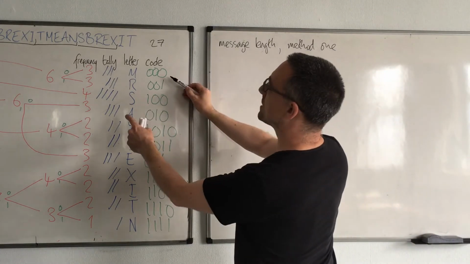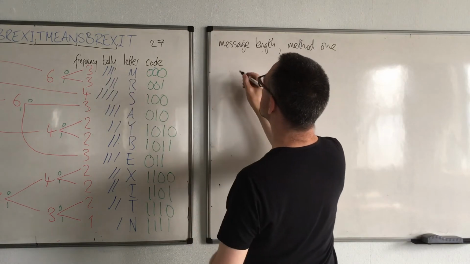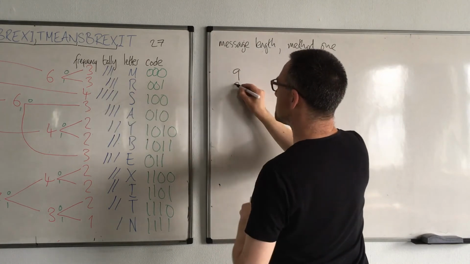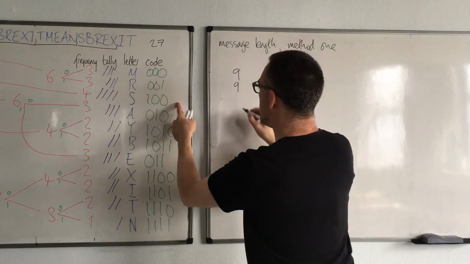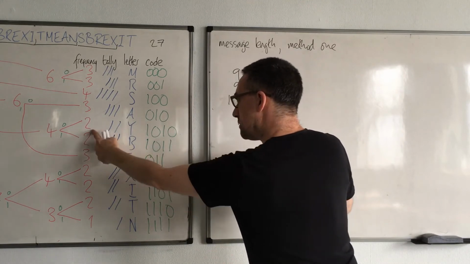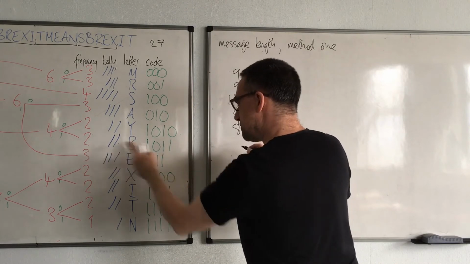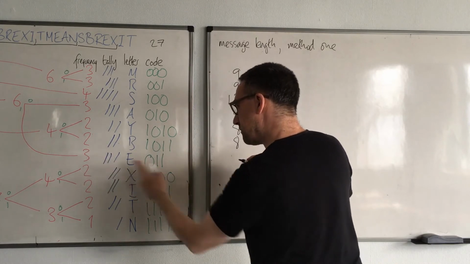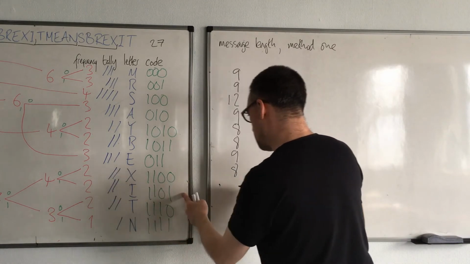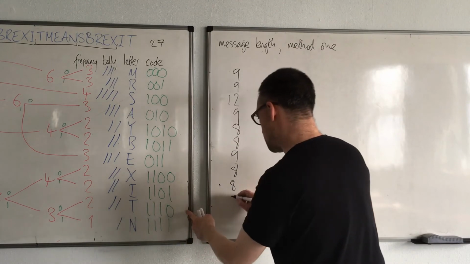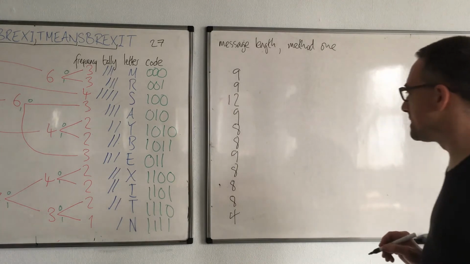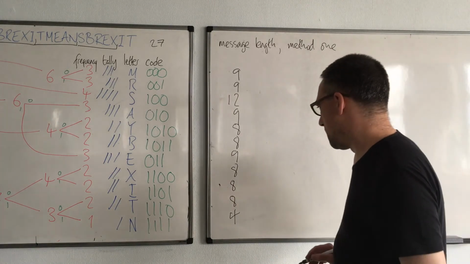So here we go. This code has length 3, it's used 3 times. That will give us 9 bits in the message. Here's another: 3 3s are 9, 4 3s are 12, 3 3s are 9, 2 4s are 8, 2 4s are 8, 3 3s are 9, 2 4s are 8, 2 4s are 8, 2 4s are 8, and 1 4 is 4. Right, let's add this lot up.